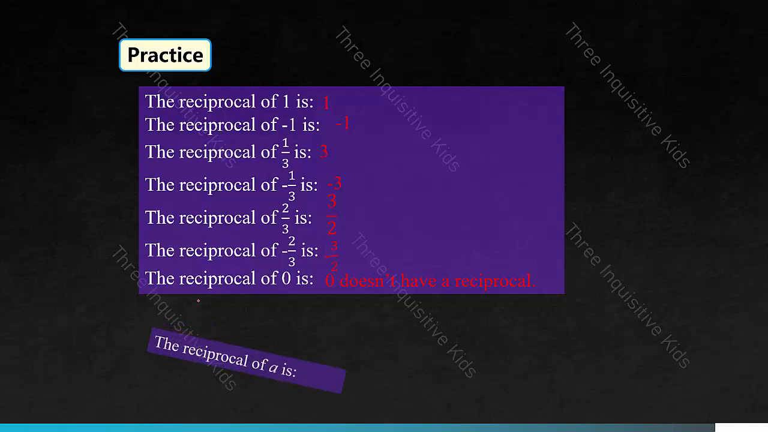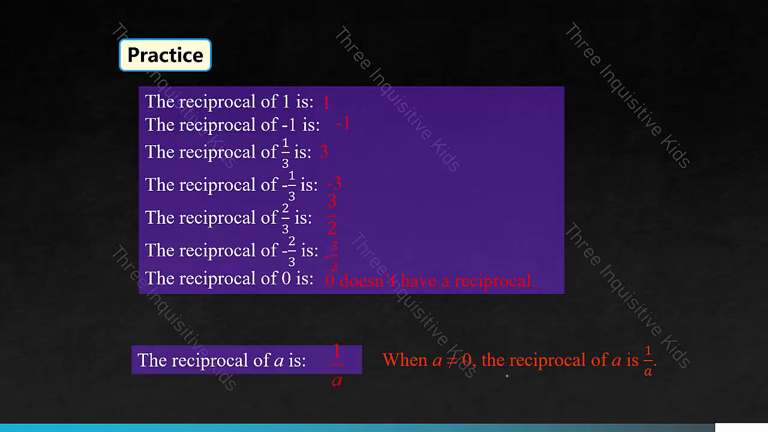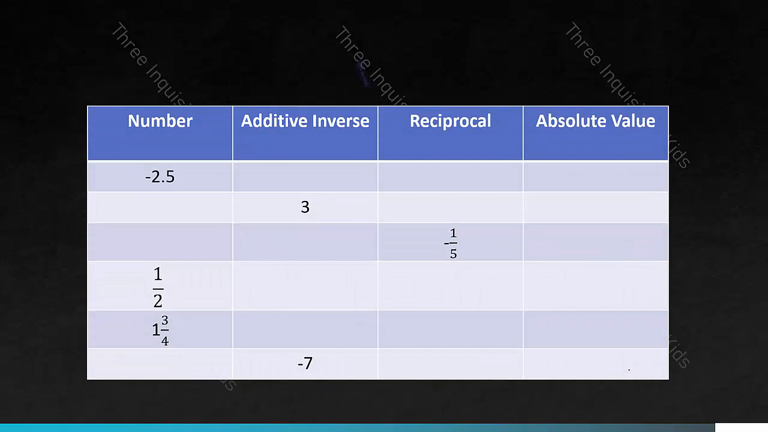And the reciprocal of a would be 1 over a. That's how you would express it. When a does not equal 0, the reciprocal of a is 1 over a. So now I want you to pause the video for a moment and fill in this table.